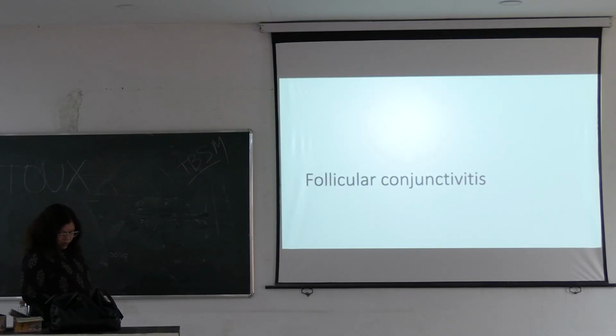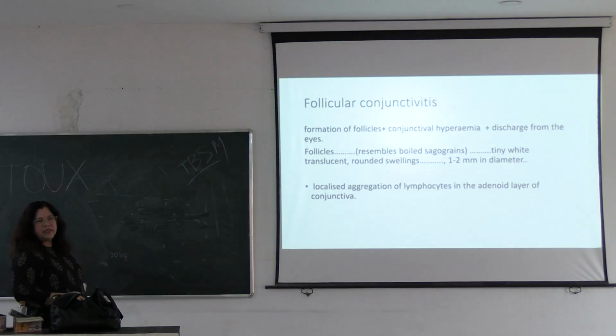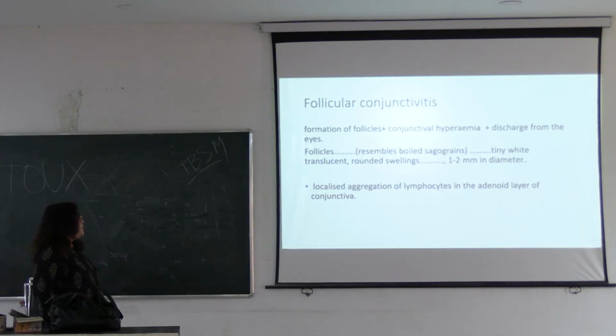Then the third one is follicular conjunctivitis. In follicular conjunctivitis, follicles are formed. Follicles are present, conjunctival hyperemia is present, and discharge is present. And these follicles resemble the boiled sago grains that are present in case of trachoma. We have already described its structure. It is a tiny, white, translucent, rounded swelling, 1 to 2 millimeter in diameter.